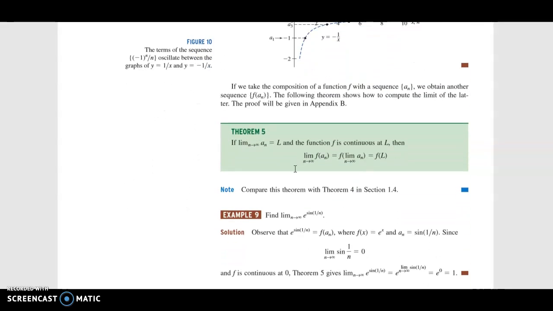Next theorem: if the limit as n tends to infinity of a_n is equal to L and the function f is continuous at L, then the limit as n tends to infinity of f(a_n) equals f of the limit as n tends to infinity of a_n, that's equal to f(L). This is a very important one: the limit of f(a_n) equals f of the limit of a_n, which is equal to f(L).